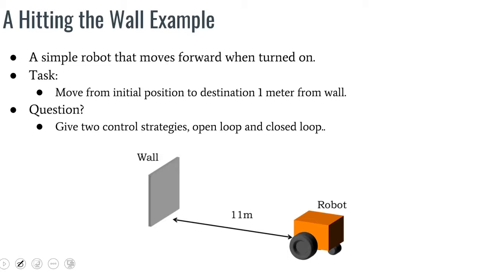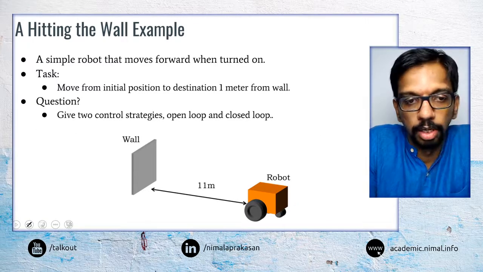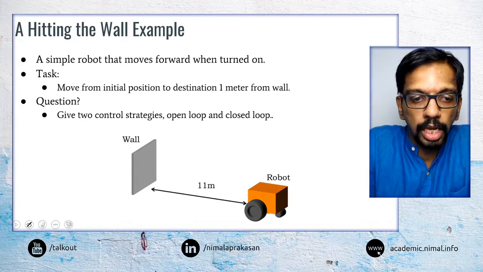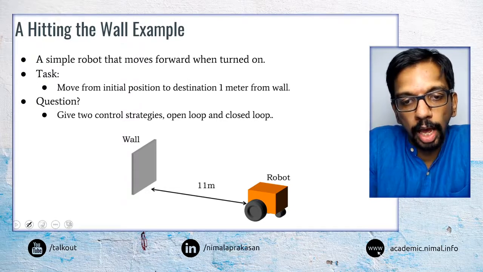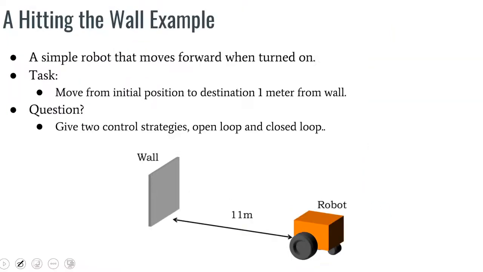So now let's think about an example. We have a simple robotics device. What it has to do is move towards the wall and stop at 1 meter distance. Let's say the device is currently at 11 meters from the wall, and it has to move towards the wall and stop at a 1 meter distance. That is what it needs to do.